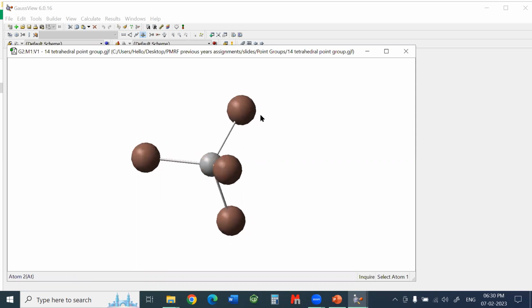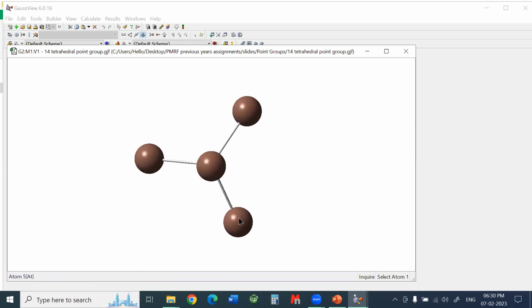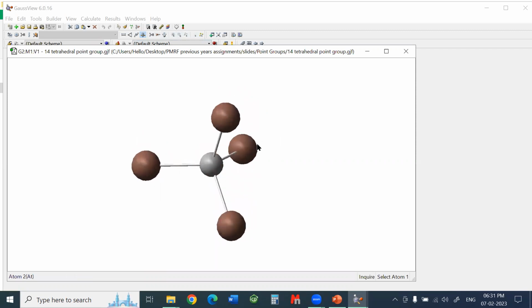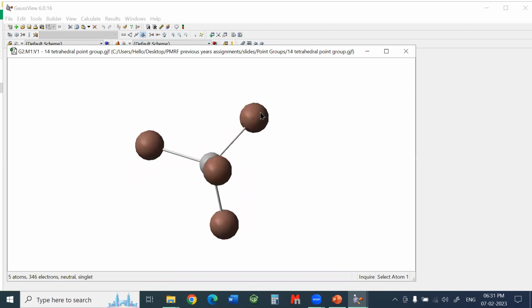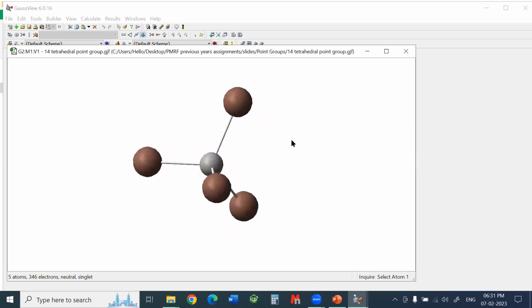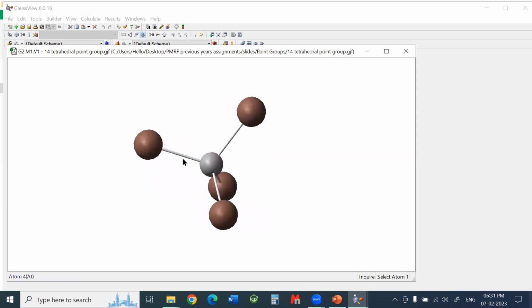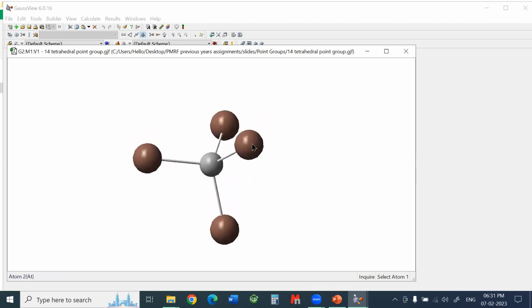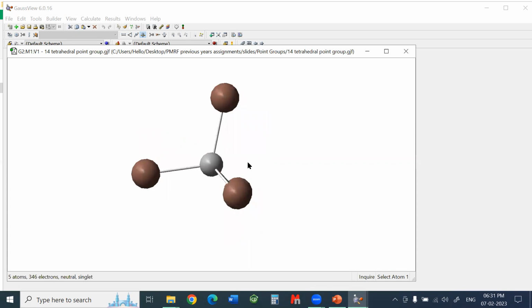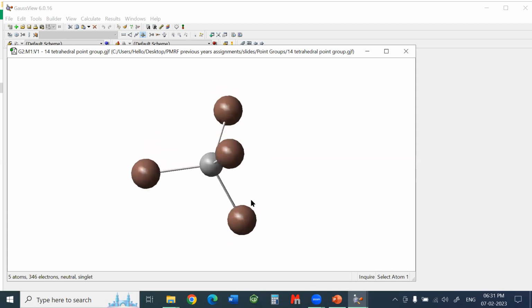Once we rotate this molecule by 120 degrees, we'll get the... see, if we pass the axis through the central hydrogen atom, just keep an eye on this one, right? Here is the hydrogen, here is the carbon, and we rotate it by 120 degrees like this. How does it look? It remains unchanged.